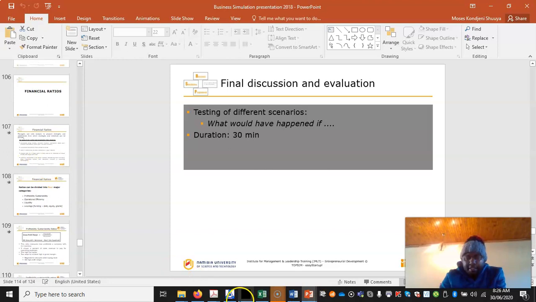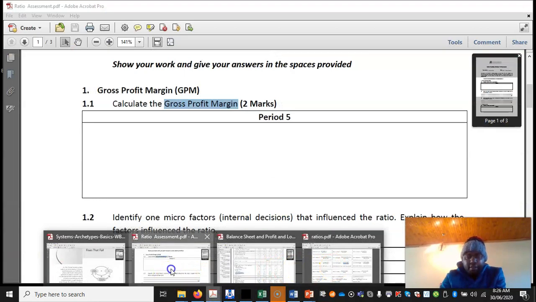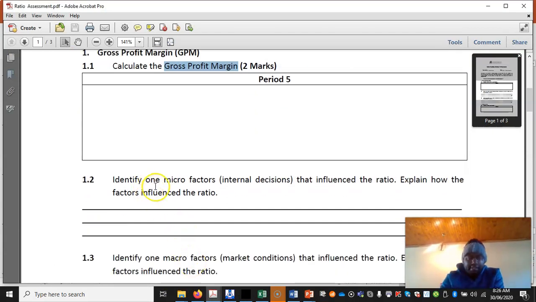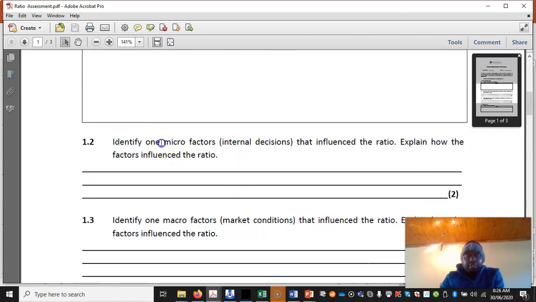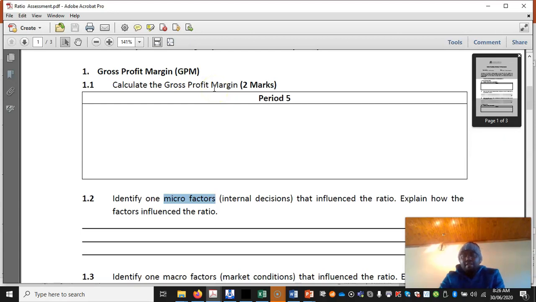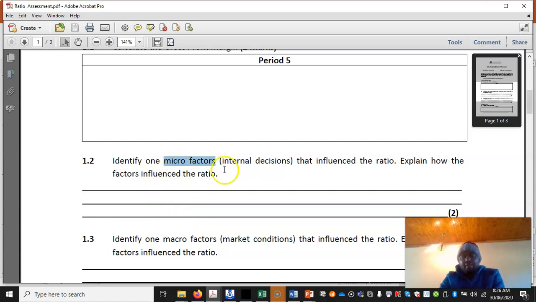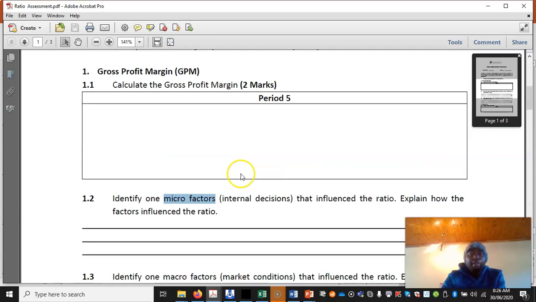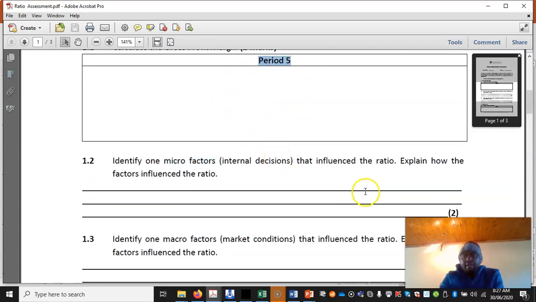And obviously, you have to pay attention now to the open-ended questions. How do you approach them? All the questions sound the same, but there are different factors you can think of that influence the business performance or a specific ratio. For example, micro factors refer to internal decisions, things that you could influence that might have affected that specific ratio. Here, identify one micro factor, which means identify one decision that you made in period 2 or period 5 that influenced the ratio. To influence just means, if the ratio is maybe 30%, what contributed to the ratio being 30%, not less or more.